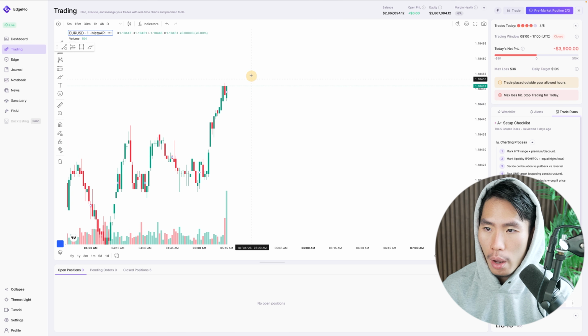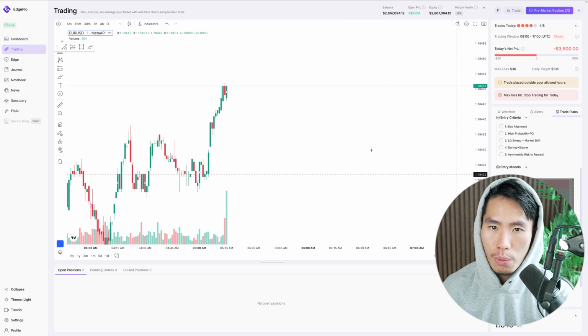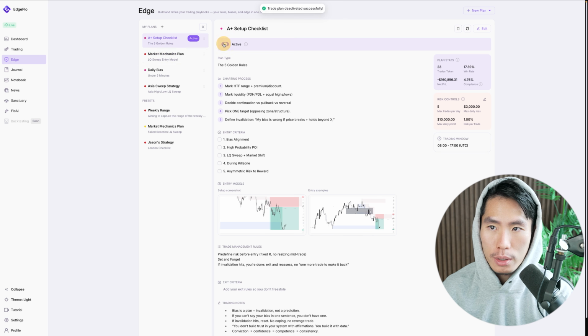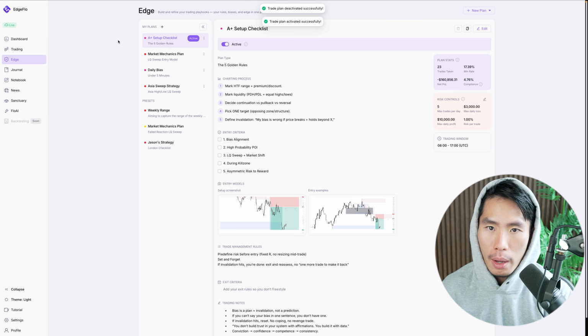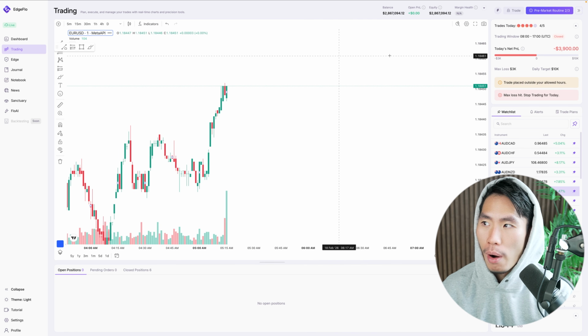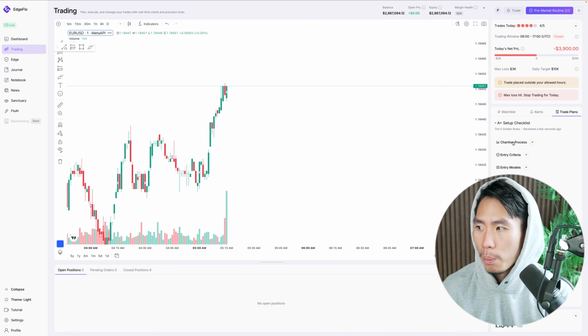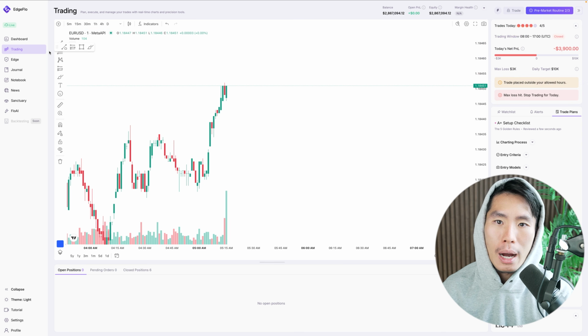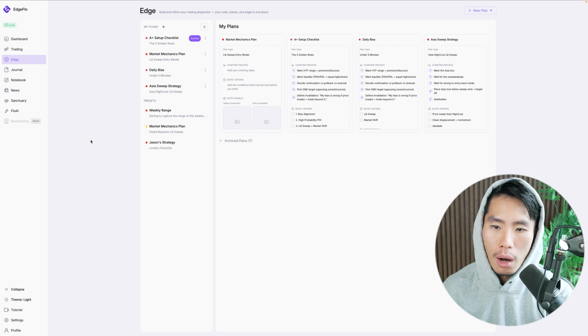You can look for your entry models while you're looking at the reference right here. So that's Edge, okay? And that's what happens when you actually set a plan as active. When you set a plan as active, it gets pinned on the top and it's literally everywhere, right? On your trading platform, it appears here. In the pre-market routine, it also appears here. It becomes your default trading plan, all right? That's how the active thing works. That's how you actually activate a plan.